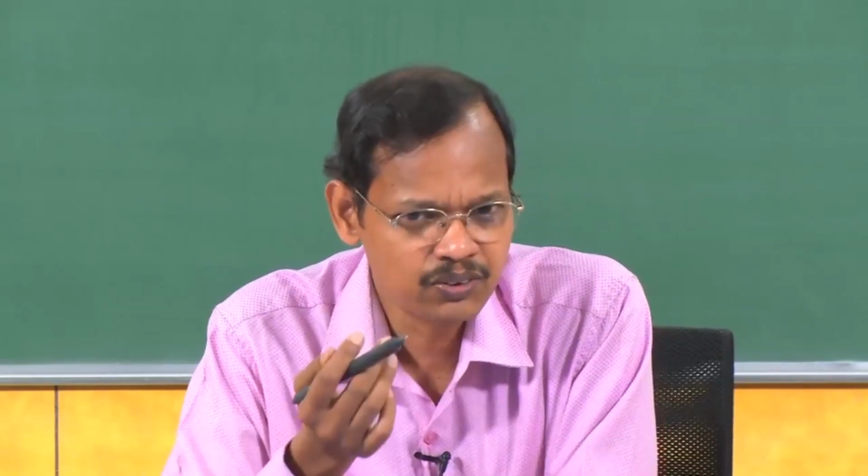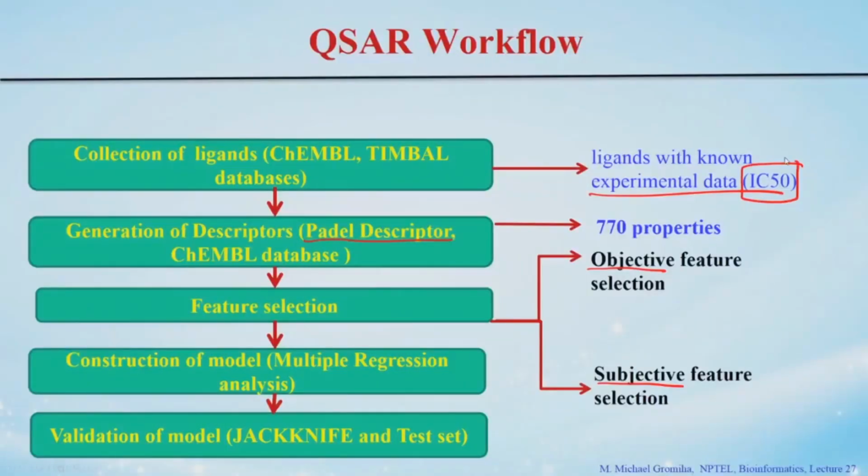There are various ways to construct a model, either multiple regression analysis or you can develop nonlinear models, right, to relate the experimental IC50 values, right, you can get from the databases plus these properties, right. Then we need to validate the model, right, using the jackknife test, or you can use any blind test set to see whether this can predict reliably the activity of any new compound, right.